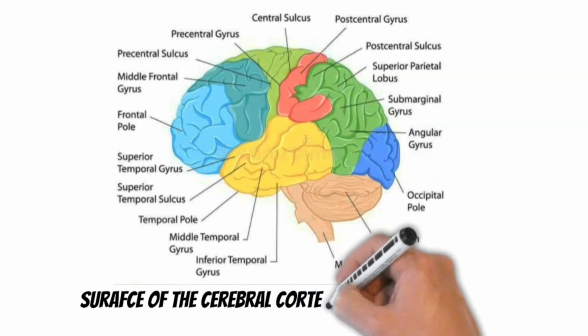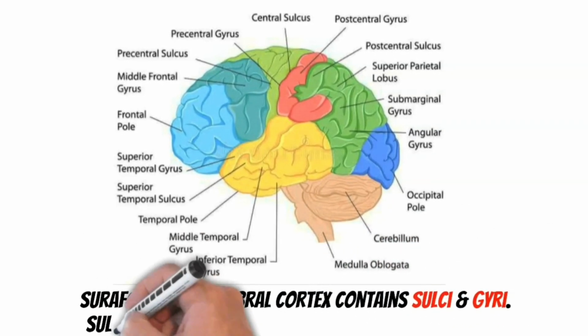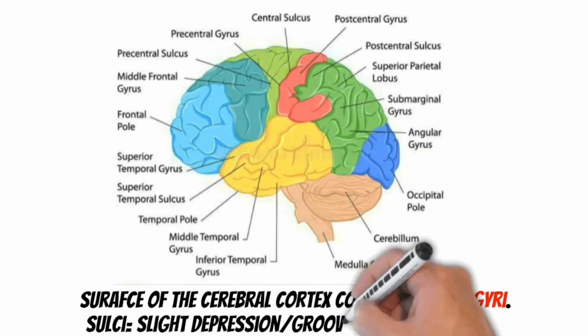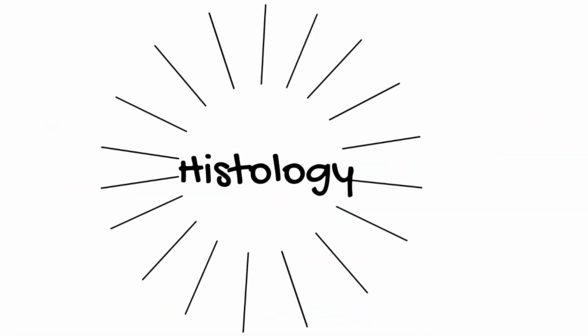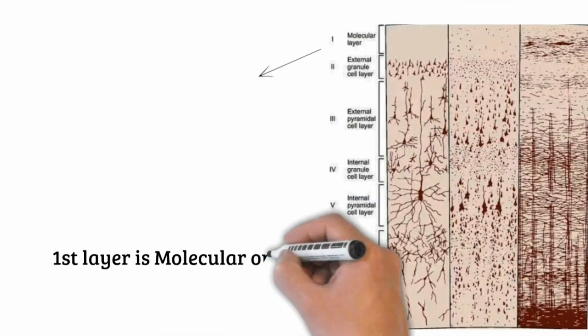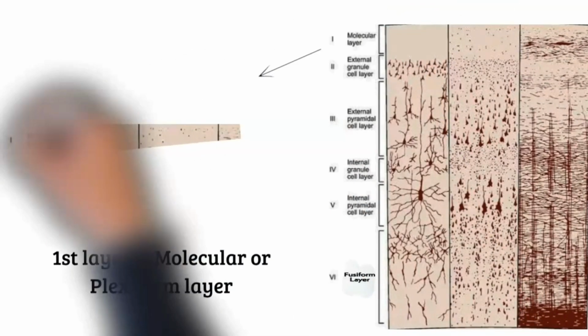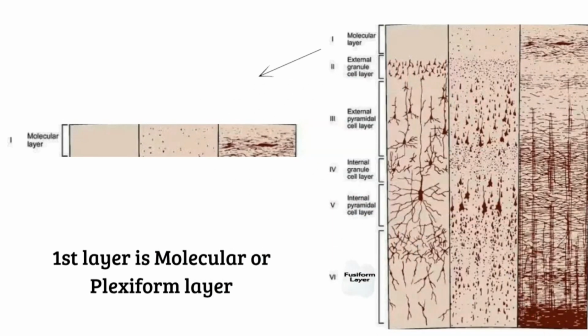The surface of the cerebral cortex contains sulci and gyri. Sulci means slight depression or groove, gyri means raised ridge. Now we will see the histology. So there are 6 layers. First layer is molecular or plexiform layer.